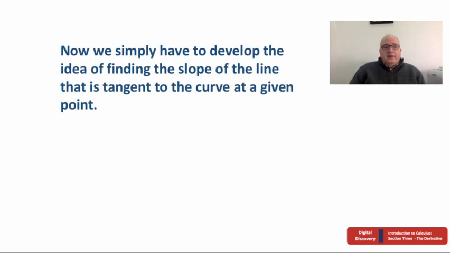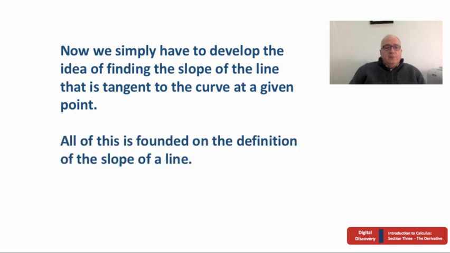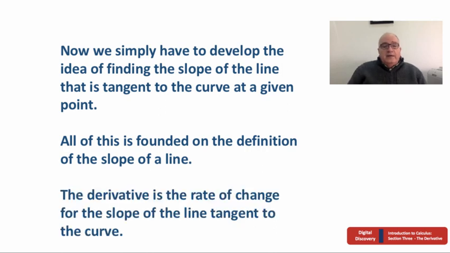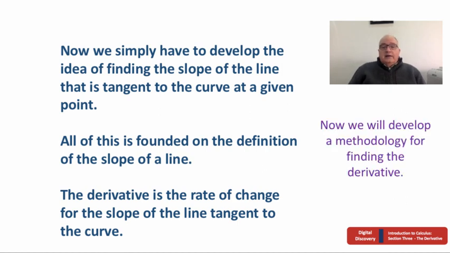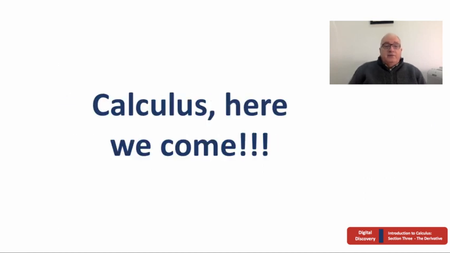Now we simply have to develop the idea of finding the slope of the line that is tangent to the curve at a given point. All of this is founded on the definition of the slope of the line. Remember that, because in the next video we're going to take the slope of the line, we're going to set it up under a definition where delta x approaches 0, and lo and behold, we will have found the derivative. The derivative is the rate of change for the slope of the line tangent to the curve. Now we will develop a methodology for finding the derivative now that we have defined the derivative.